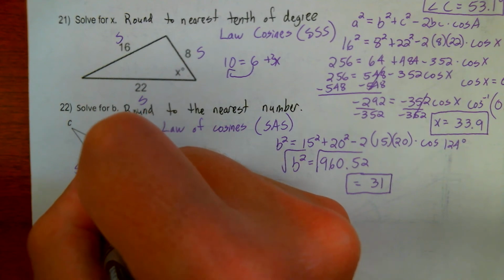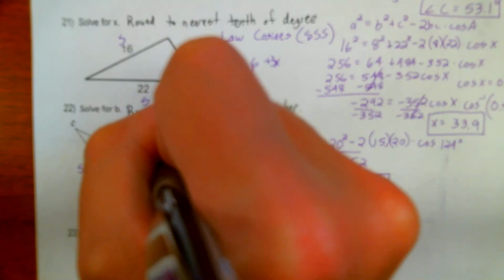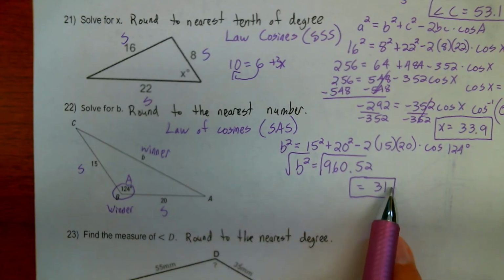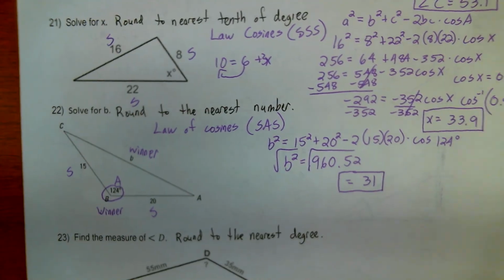This is the winner, and this is the winner, right? So B has to be bigger than 15 and 20. So yeah, I buy that. That makes sense to me. All right, let's keep going.